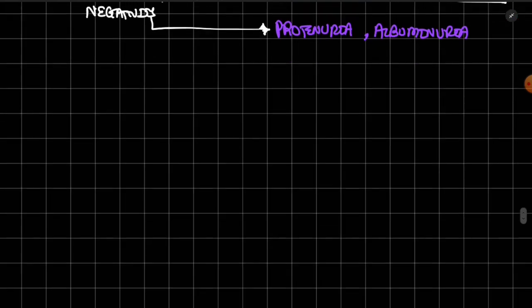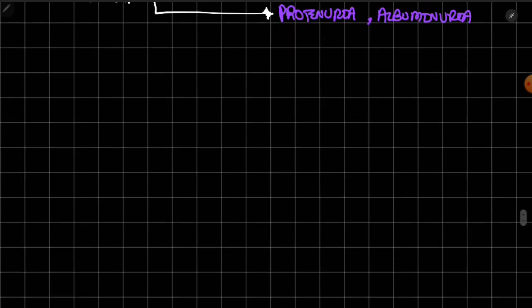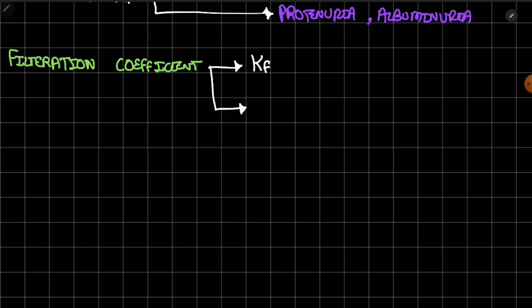But before this, we will talk about an important concept, the filtration coefficient. So what is this filtration coefficient? The filtration coefficient is denoted by Kf. Let me write it. Kf is equal to GFR upon 10. So how does this 10 come? From where does the value 10 come?